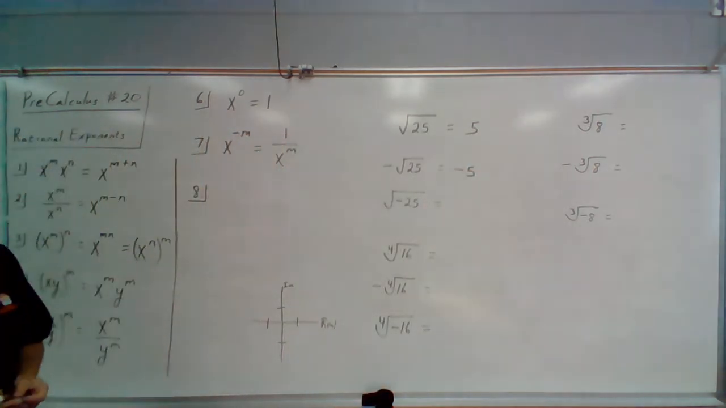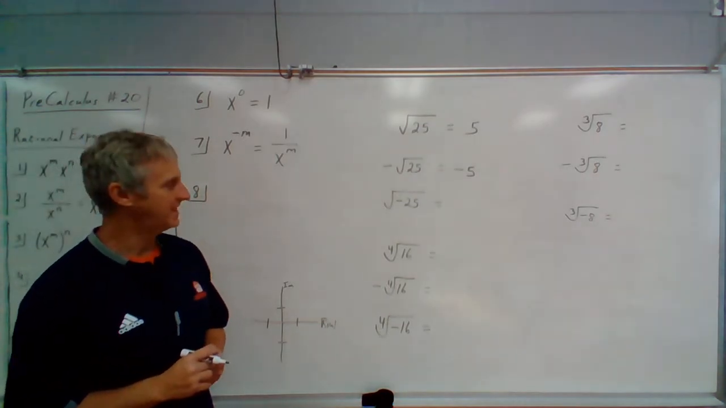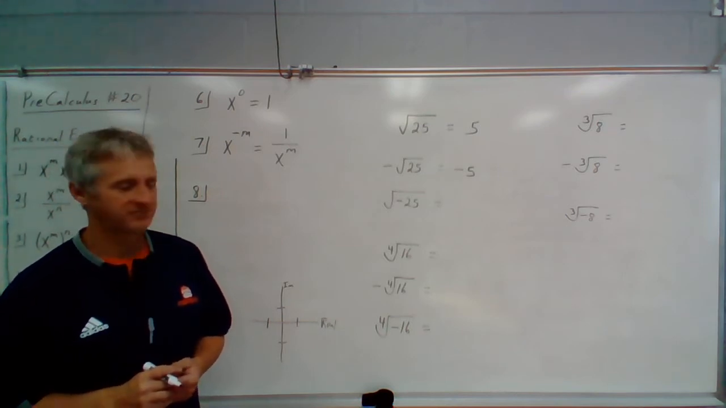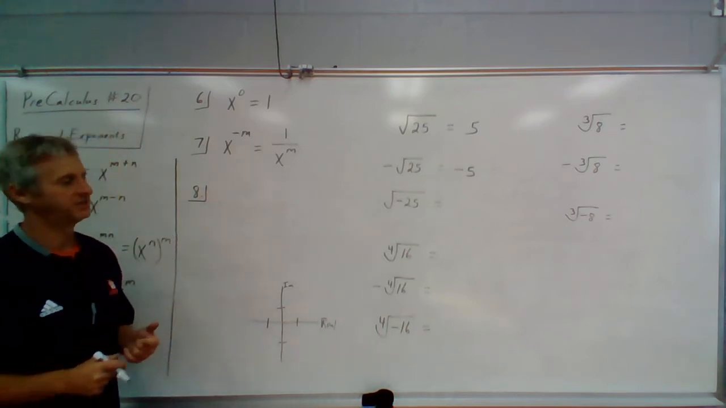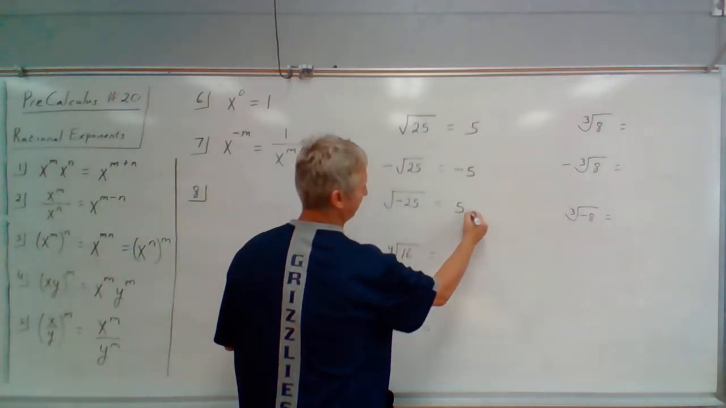And what about the square root of negative 25? So what number do you square to get negative 25? Well, there's no real number that you can multiply by itself and get negative 25, but there is an imaginary number. We talked about this several lessons ago, and you guys know that that's 5i.